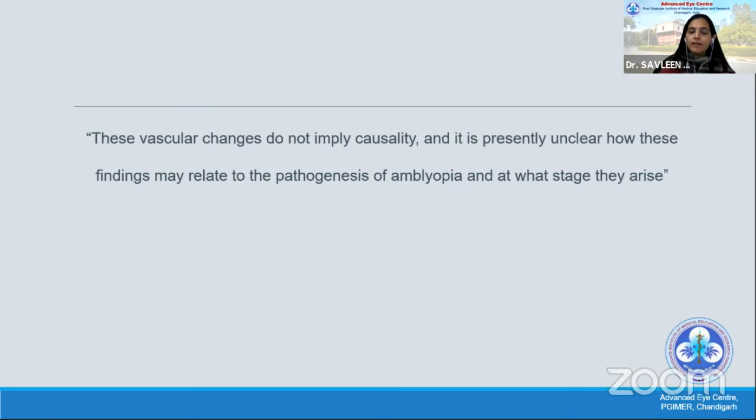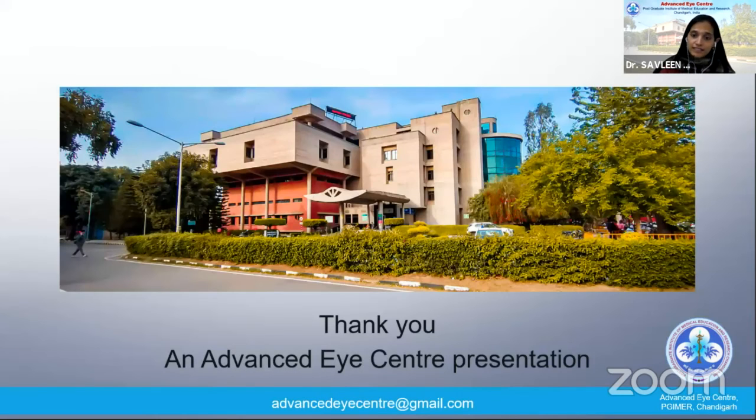Till then, in conclusion, I would just say that these vascular changes which are seen on OCTA, they do not imply a causality of the amblyopia. They are not the cause of amblyopia. It is not clear whether these findings actually lead to amblyopia or amblyopia is causing these findings. At what stage we see them, it's still to be reproduced and validated. Till then, OCTA for strabismus and amblyopia, we can do it, but might not be able to use it that much clinically and for patient treatment.